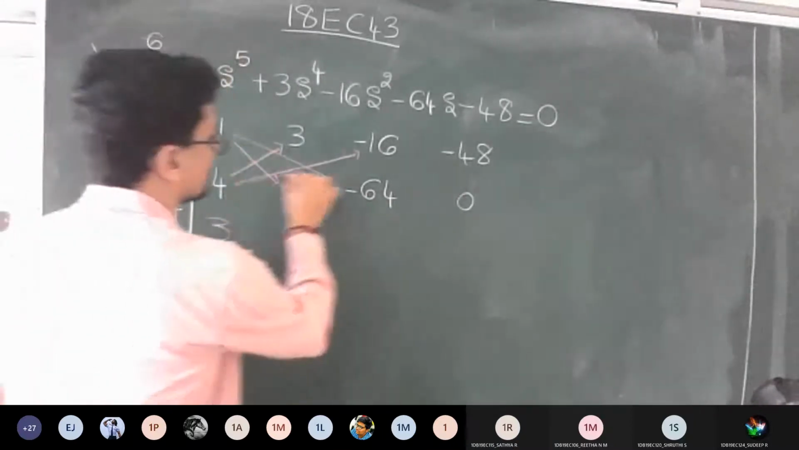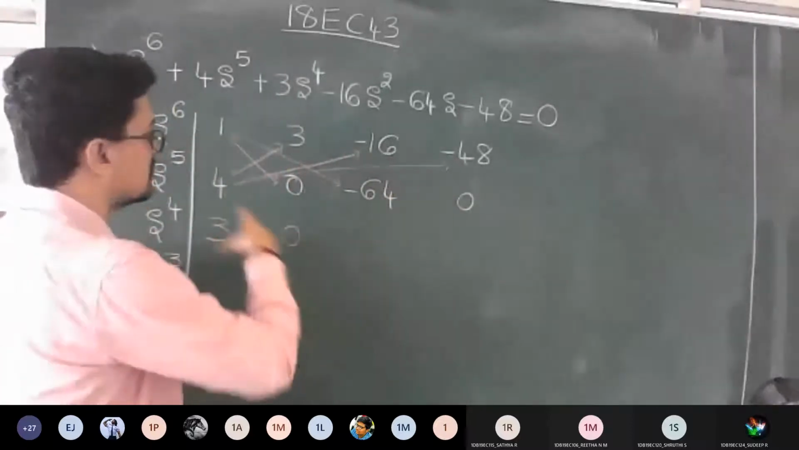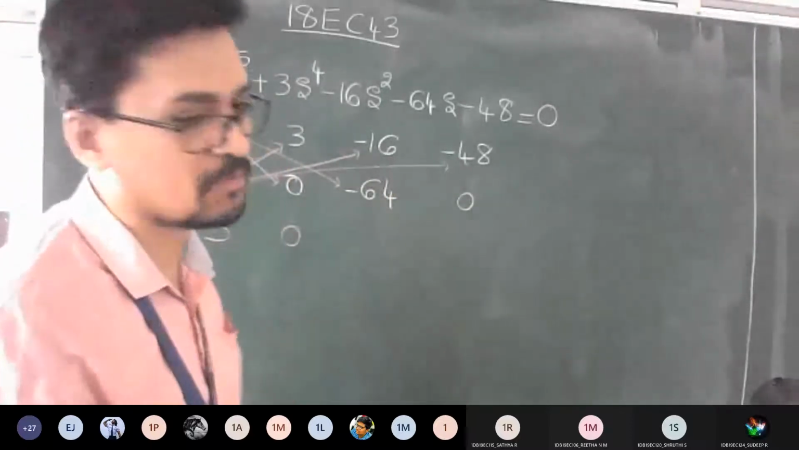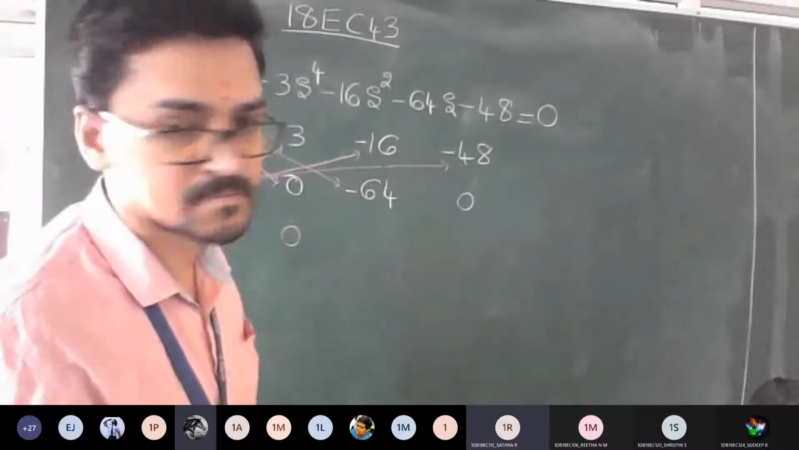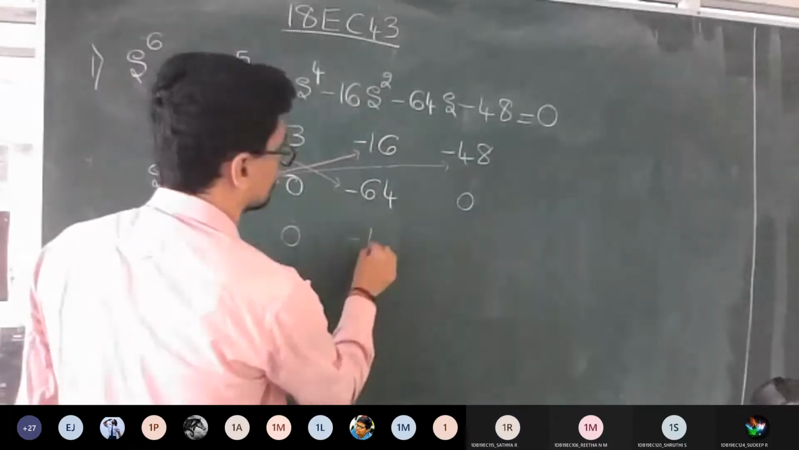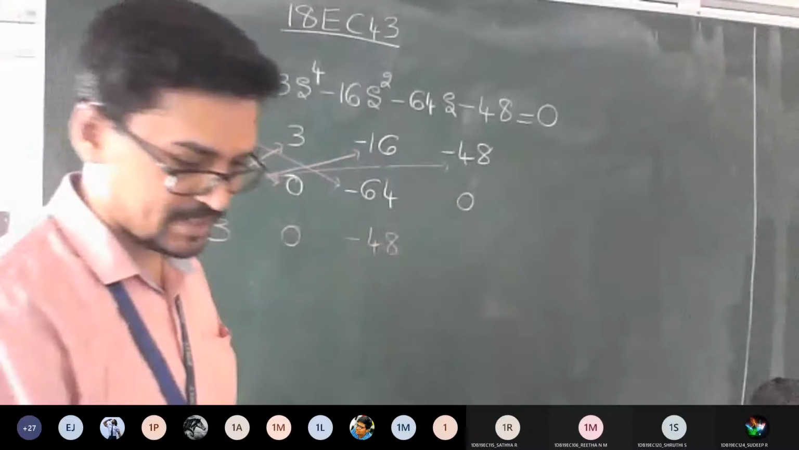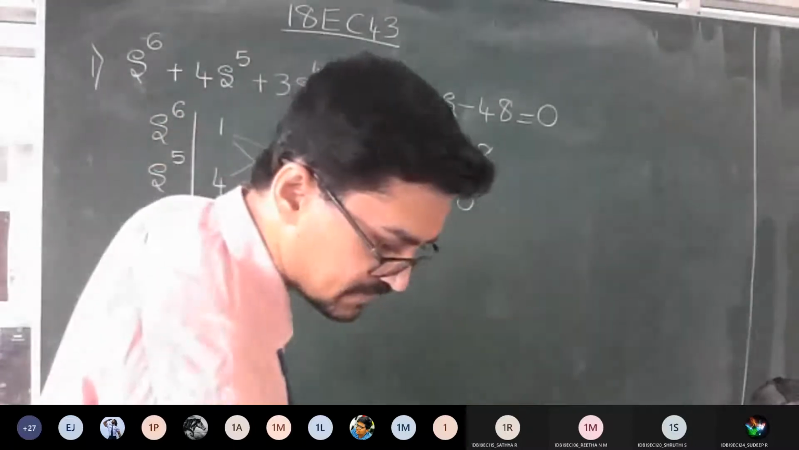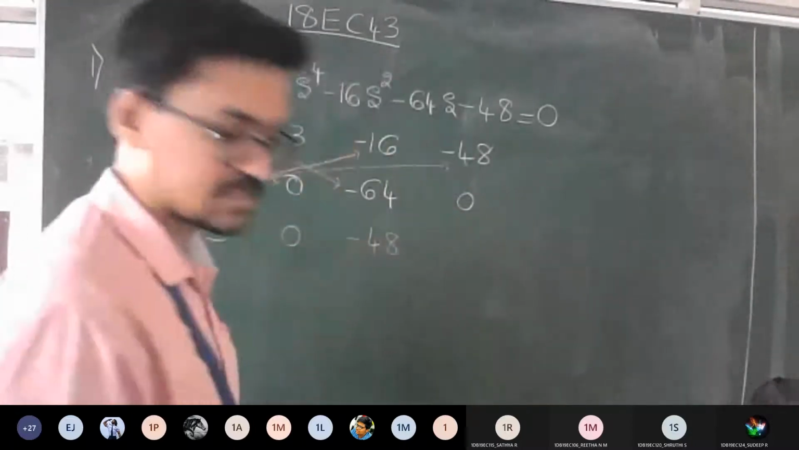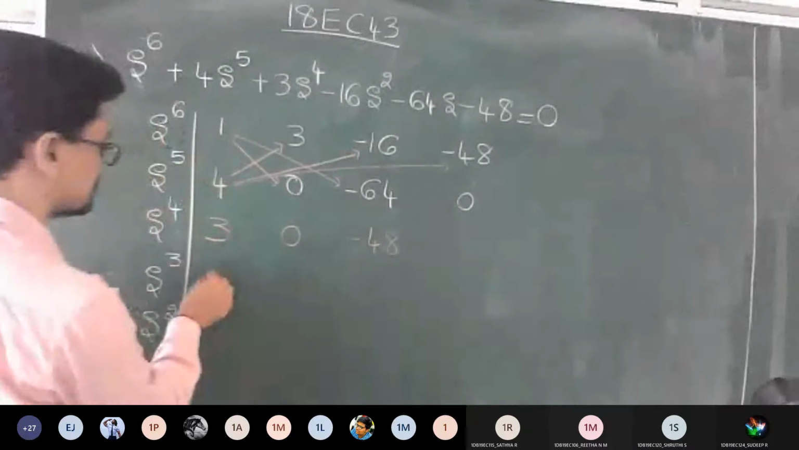So 4 into minus 48 minus 0 divided by 4. How much? Minus 48. Good. I hope you're understanding, right? Till here, if you have any doubts, you can ask, guys. Otherwise, let's proceed. Is it okay? Similarly, get me the answer for this.